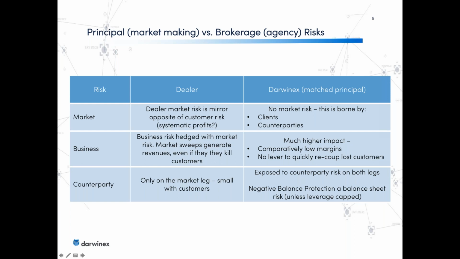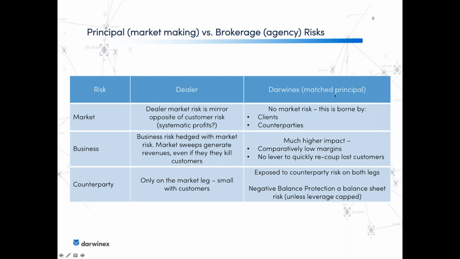So market risk and business risk in their case offset each other. It's bad for them to have too big movements because they kill about 50% of the customer base, the ones that are on the wrong side of the trade, but because they make money from it, they can reinvest and reacquire new customers. They don't have any counterparty risk because, once the customer's deposit is gone, there's no negative balance that they have to chase in any way.